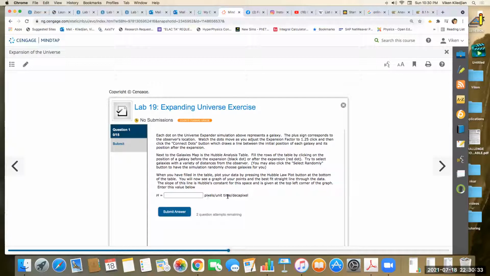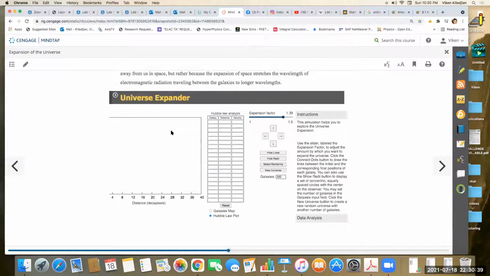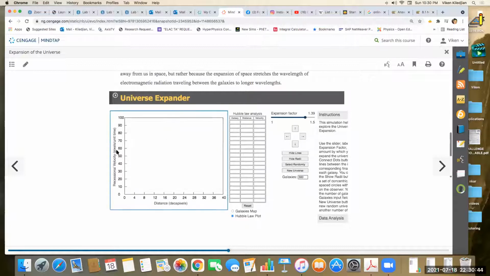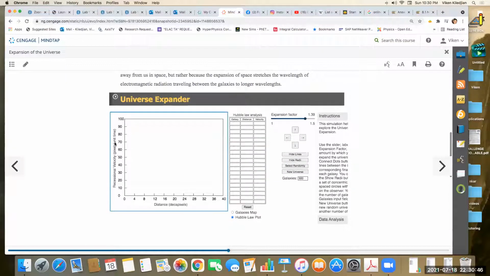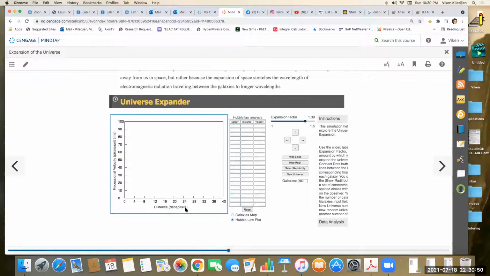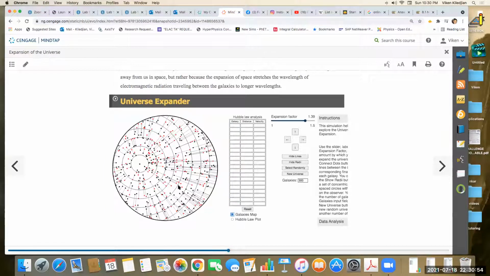So in our case, we're measuring the Hubble constant in units of pixels per unit time per decapixel. The recessional velocity is in pixels per unit time, and the distance is in decapixels. In other words, these are all given by pixels on the computer screen. Okay, so let's go back.